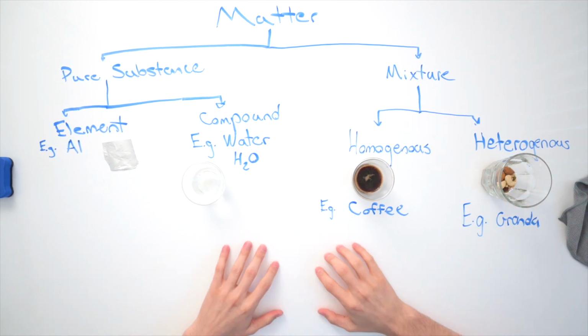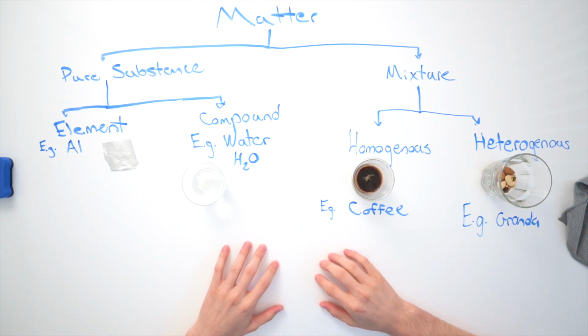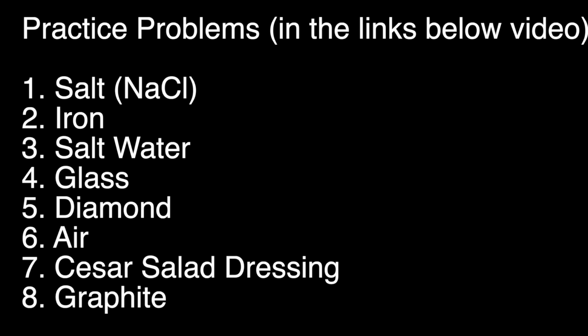Now that we've covered the examples of the different classifications of matter, I have made a separate video of 8 different practice problems that I have gone through with classifying different substances. I made it in its own video so that this video didn't get too long, so please check that out. And I also made some of those examples slightly difficult so that even if you think you've got it, it will be a good test for your knowledge.